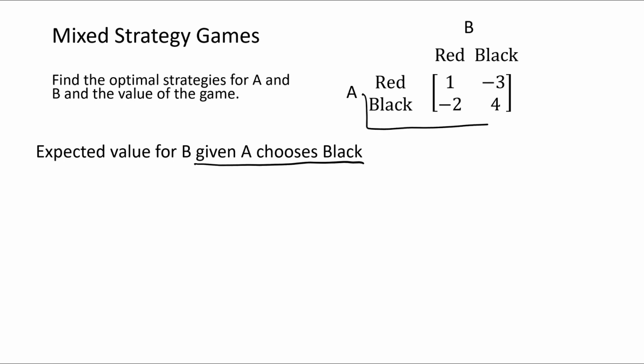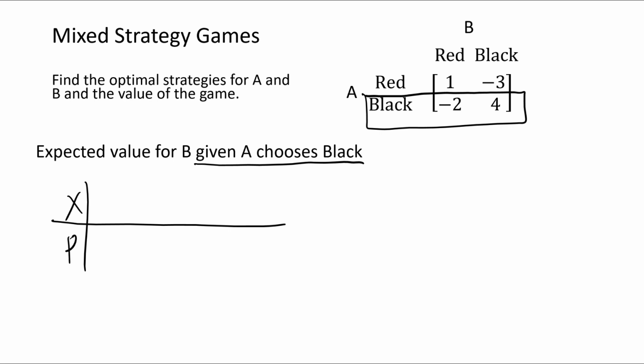All right, so if A chooses the black card, here are our values. So draw out our expected value table once again, X and P. If B chooses a red card, the value is -2, and if B chooses a black card, the value is 4. So that's red, and that's black. All right, so again, the probability with which B should choose a red card, we called that P2, and the probability with which B should choose a black card, 1 minus P2.